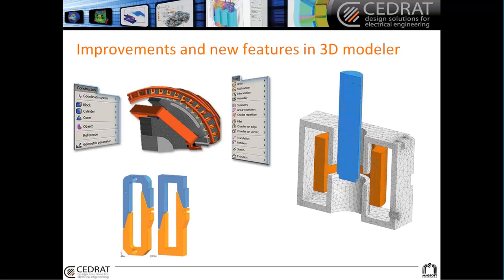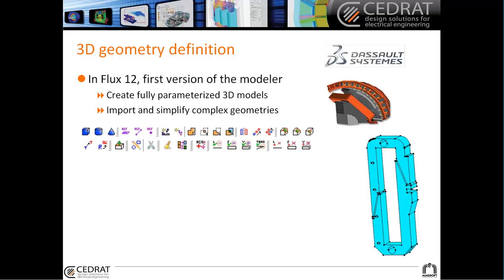About the 3D modeler, you might have seen last year in Flux 12 the first version of the modeler. This first version was the first time we could create fully parameterized 3D models in a few clicks and do a lot of operations, like Boolean operations, union, subtraction, assembly. You can make fillets, chamfers, extrusions, some small simplifications. So this was already a big step for us to have a concrete 3D modeler.